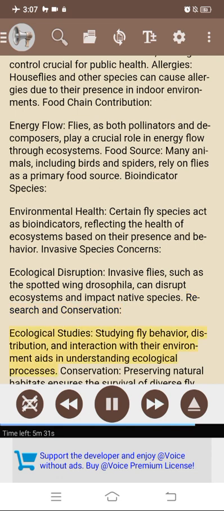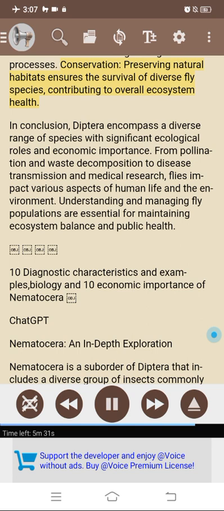Research and conservation. Ecological studies. Studying fly behavior, distribution, and interaction with their environment aids in understanding ecological processes. Conservation. Preserving natural habitats ensures the survival of diverse fly species, contributing to overall ecosystem health. In conclusion, Diptera encompasses a diverse range of species with significant ecological roles and economic importance. From pollination and waste decomposition to disease transmission and medical research, flies impact various aspects of human life and the environment. Understanding and managing fly populations are essential for maintaining ecosystem balance and public health.